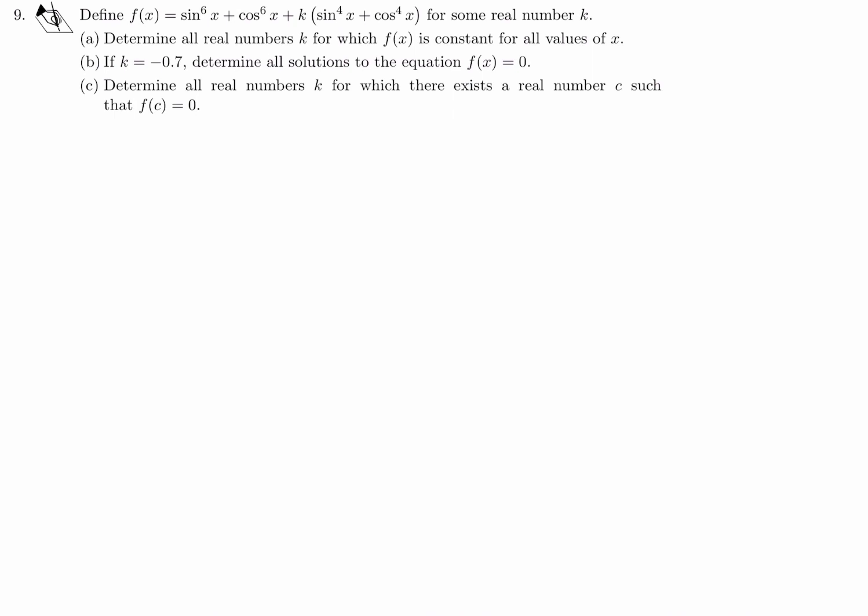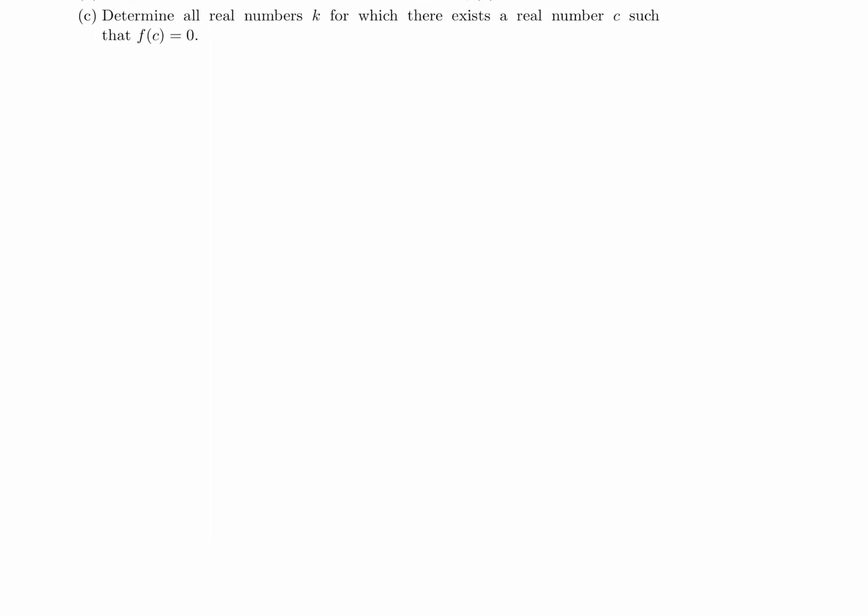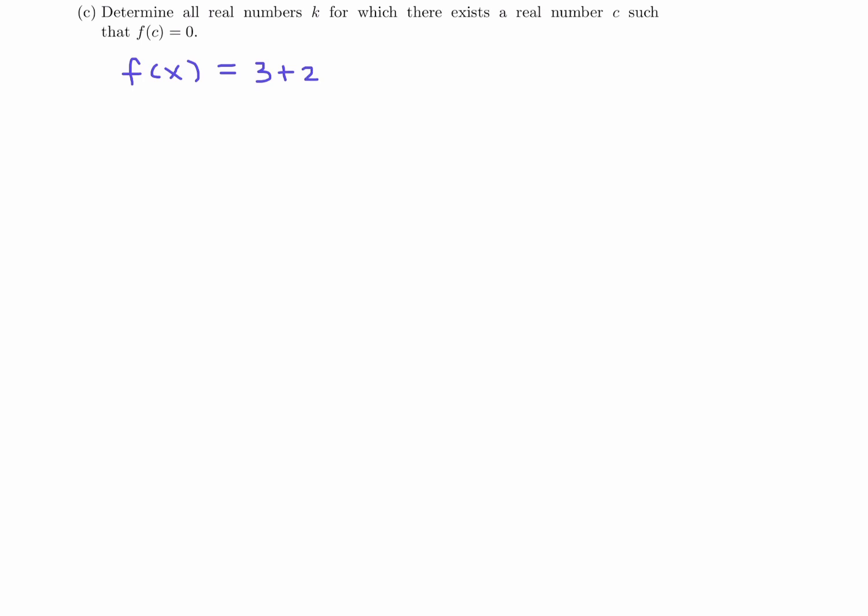(9c). Determine all real numbers k for which there exists a real number c such that f at c is equal to 0. Let's remind ourselves of our f at x that we figured out earlier. It was (3 plus 2k) times a to the power of 4 minus a squared plus 1 plus k, and remember that we had set sine of x equal to a.